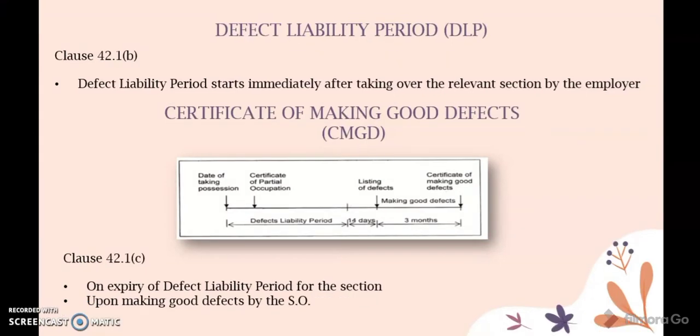Under clause 42.1c, the Certificate of Making Good Defects, or CMGD, for that section will be issued by the SO after they are satisfied with the making good of defects once the DLP has expired.